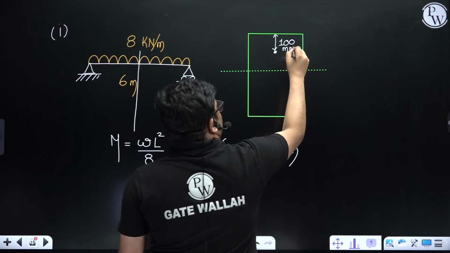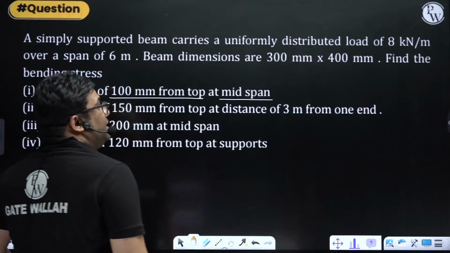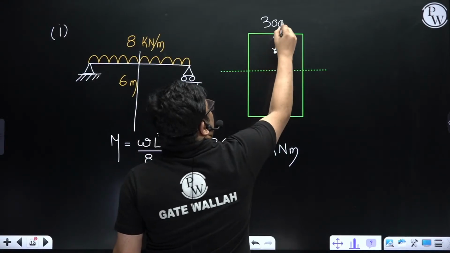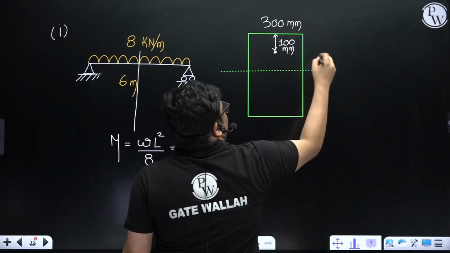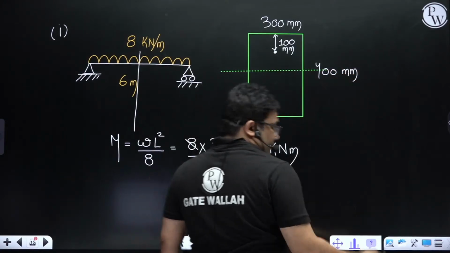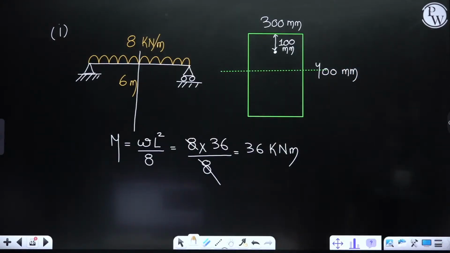And what is the beam dimension given? It is given 300 into 400, which means the width is 300 mm and the depth is 400 mm. So tell me, what is y here? What will be the value of y here?